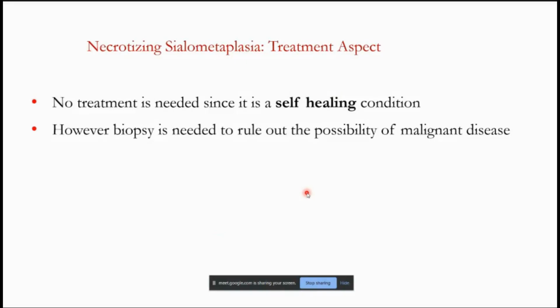Another way you can differentiate it from a malignant process is that you wait for 2 to 3 weeks. If it is an inflammatory condition, not developmental, then it will usually heal within 2 to 3 weeks. If it does not, if it increases in size, or if it has any other symptoms, then you have to suspect that it is a malignancy. However, in this case, you have to take a biopsy because the site, the appearance, everything is very, very similar clinically to mucoepidermoid carcinoma. So just to rule it out, you do a biopsy.